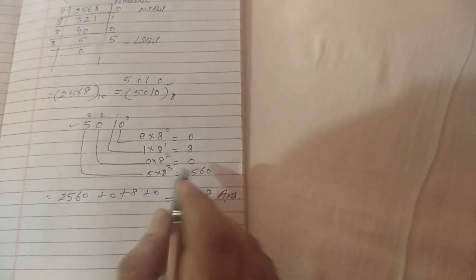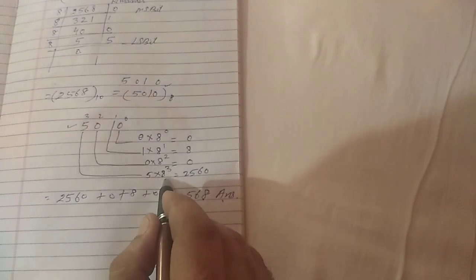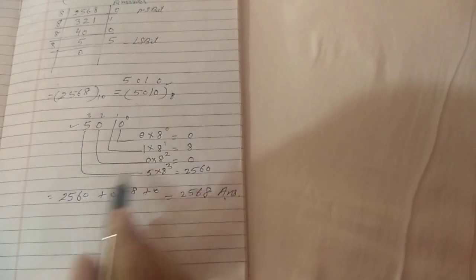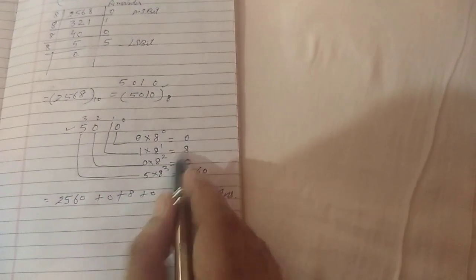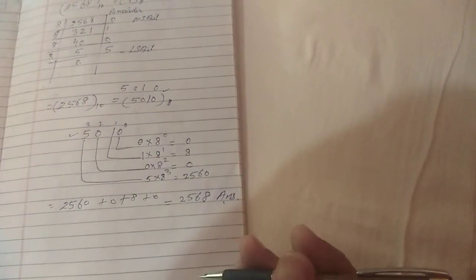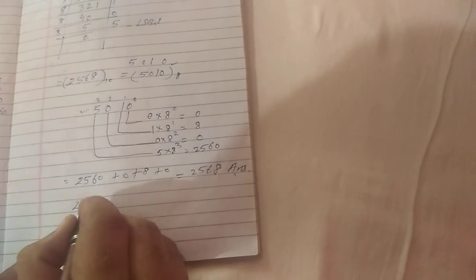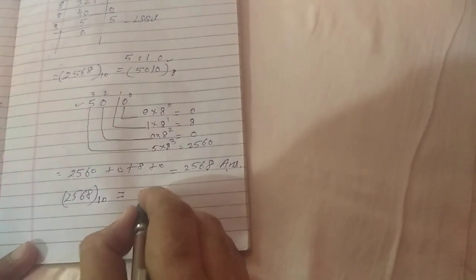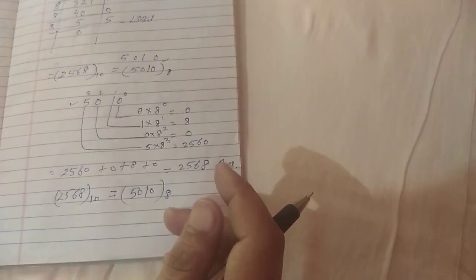That will be 5 into 8 into 8 into 8, that is equal to 2560. So we add all these values: 2560 plus 0 plus 8 plus 0, it will be equal to 2568, which is the answer. So we can say that 2568, that is the decimal number, is equal to the octal number 5010. It has been proven by this example.